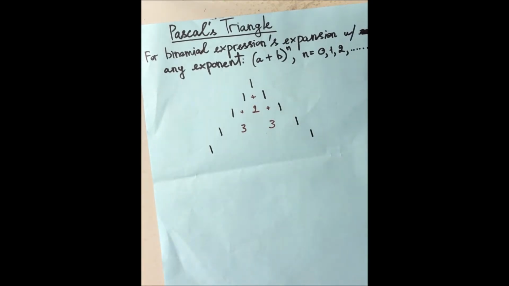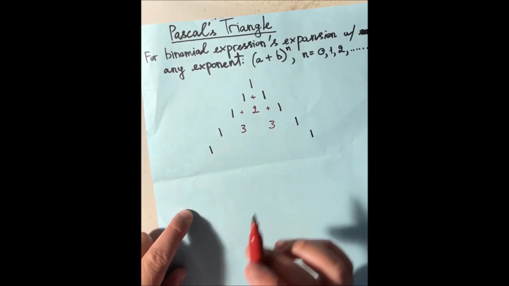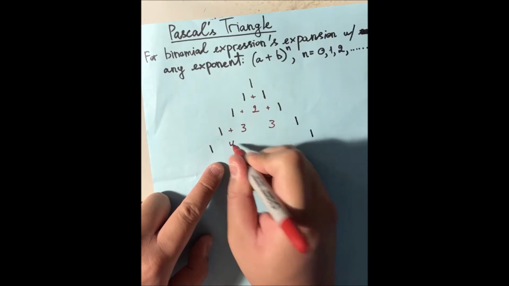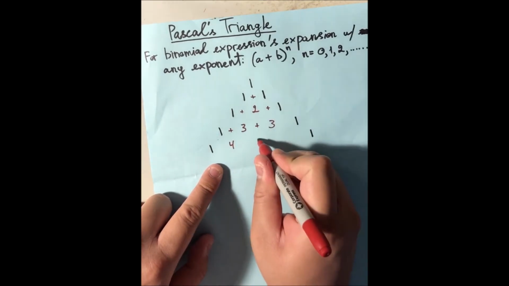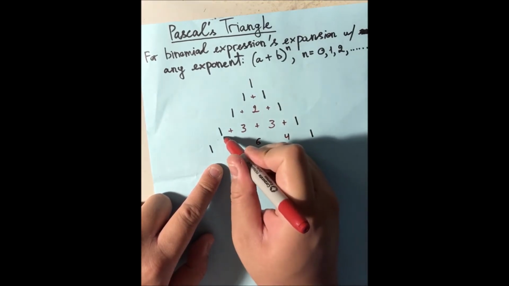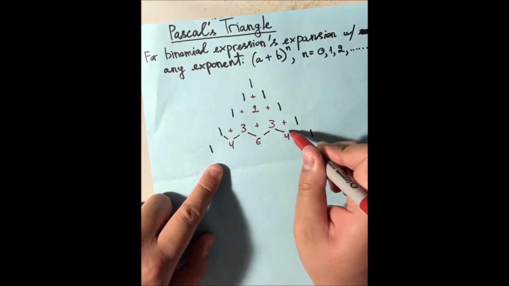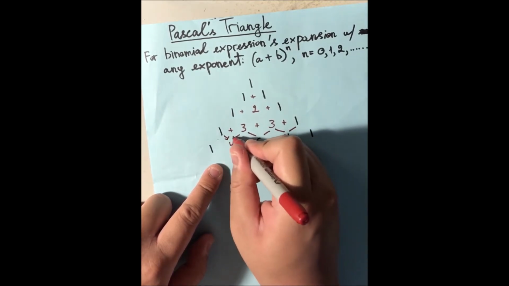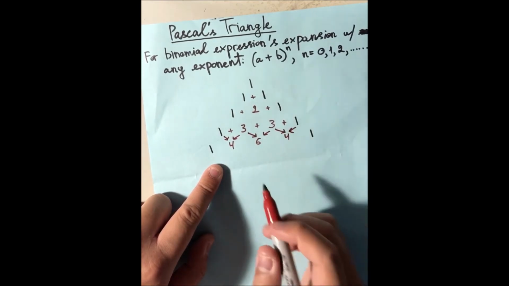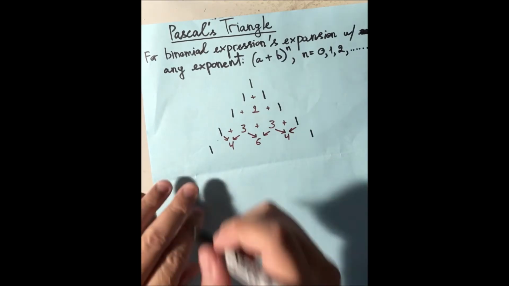In the middle will be the sums of every consecutive pair of numbers of the previous row. So 1 plus 3 is 4, 3 plus 3 is 6, and 3 plus 1 is 4. So this goes with that, this with that, and of course the same thing for the top as well. And then we keep going like that.